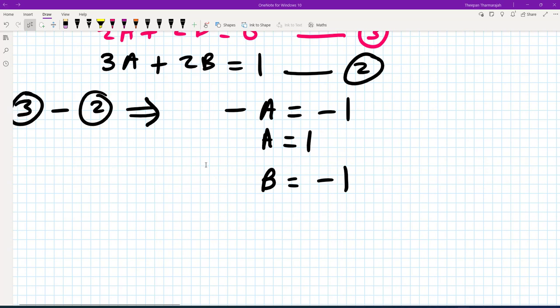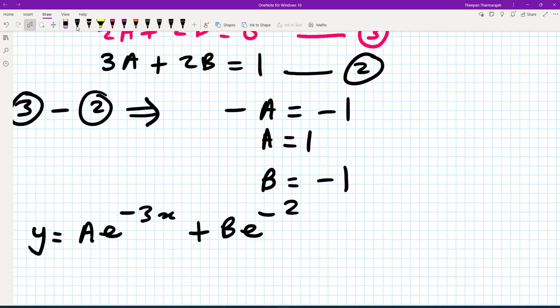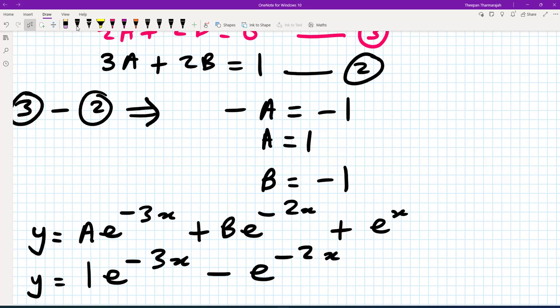So what we can do, we can rewrite our general solution out. So we know that y is a times e to the minus 3x plus b times e to the minus 2x plus e to the x. And in our case, we're going to get that a is 1, so we get 1 times e to the minus 3x. B is minus 1, so we get minus e to the minus 2x plus e to the x.